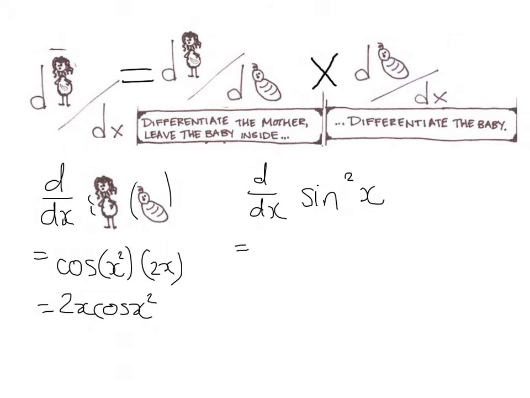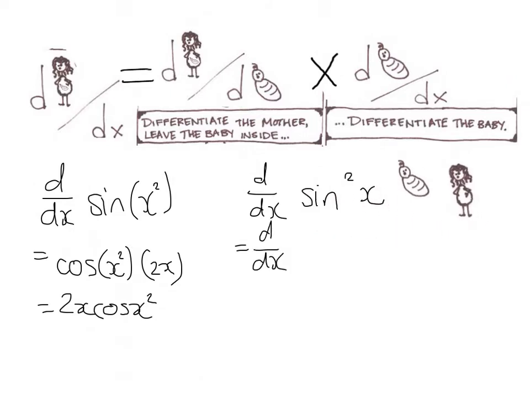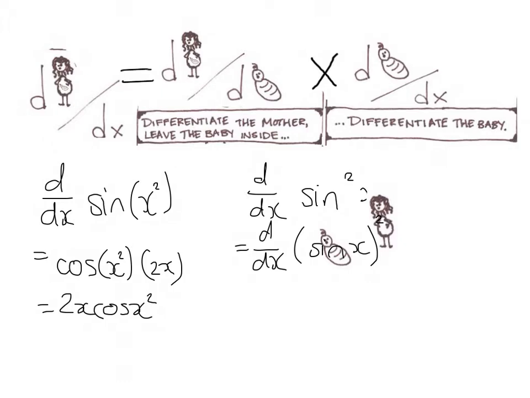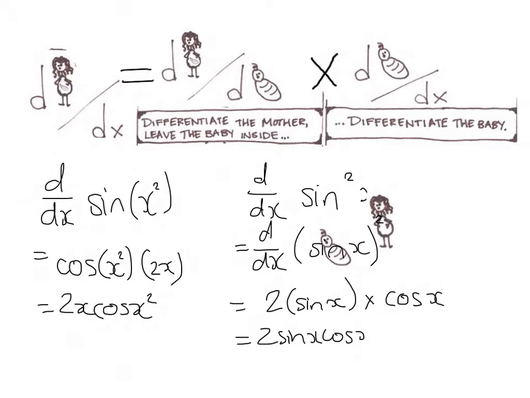What about sine squared x? What's the mother? What's the baby? It's not obvious anymore, but it should be a lot more obvious if I write it like this, which is indeed what it actually means, sine x, all squared. Now hopefully you can see that the baby is the sine x, that's inside, and the mother is the squared. So what we're going to do is differentiate the mother first. The mother is squared. The derivative of squared is 2, whatever it is, and the baby stays inside. And then we multiply by the derivative of the baby, which is cos x. So it's 2 sine x cos x. And when you learn your trig formulae, you'll say, oh, that's sine 2x.